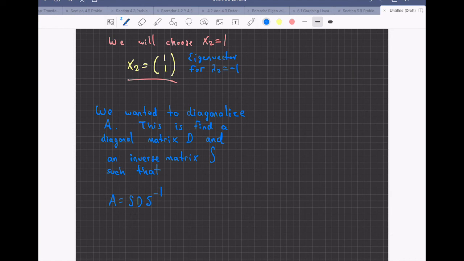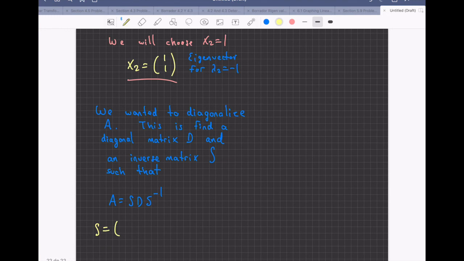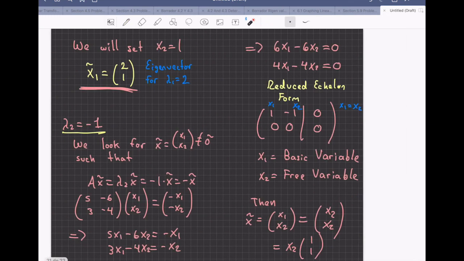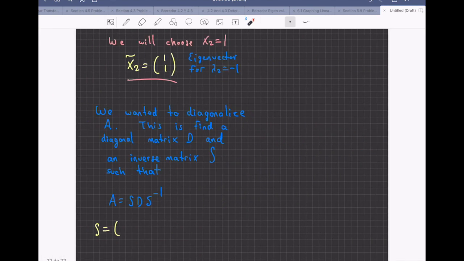How to find these matrices S, D, and the inverse of S? Well, once you have S, you will have the inverse. Here, S is going to be created by the two eigenvectors that we found for each eigenvalue. I mean, in this case, it's going to be from x1 and from x2.